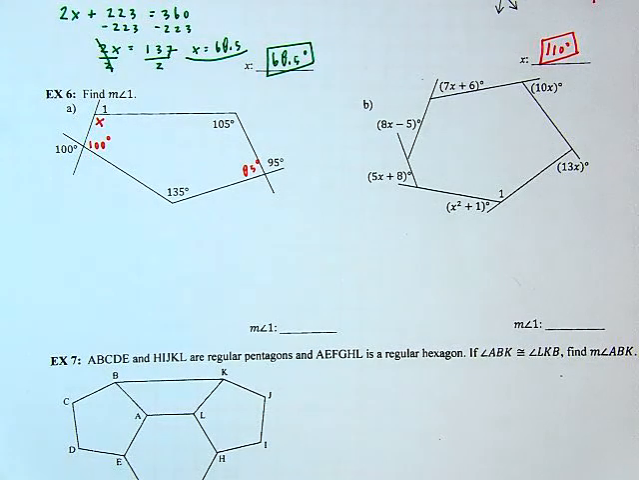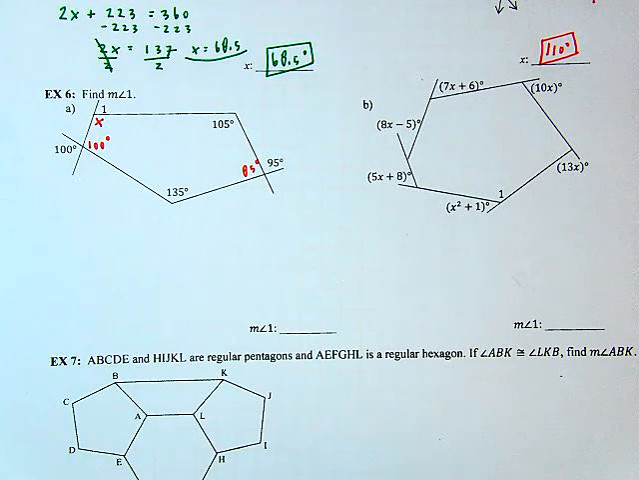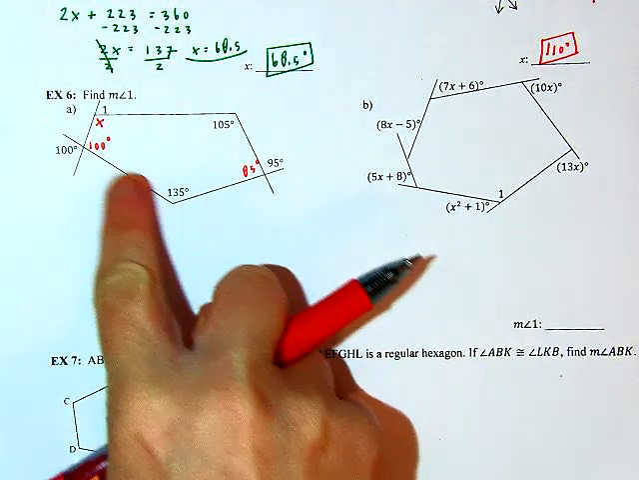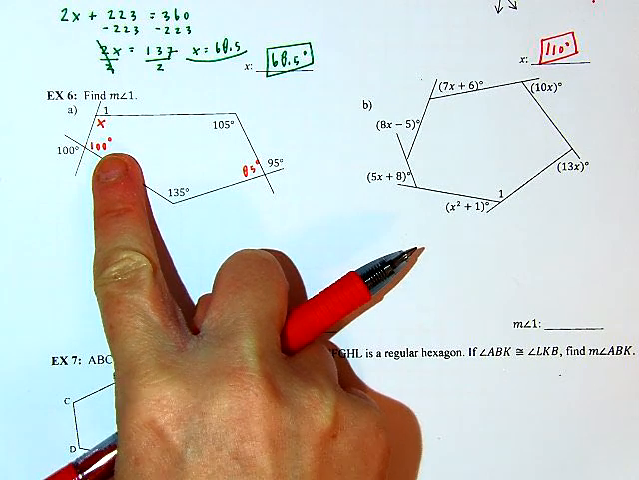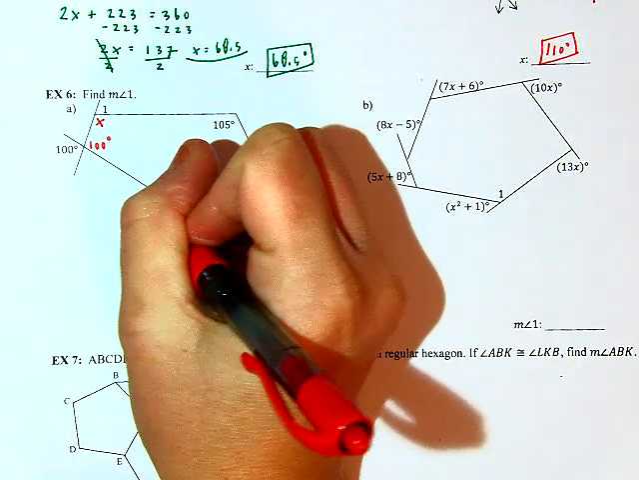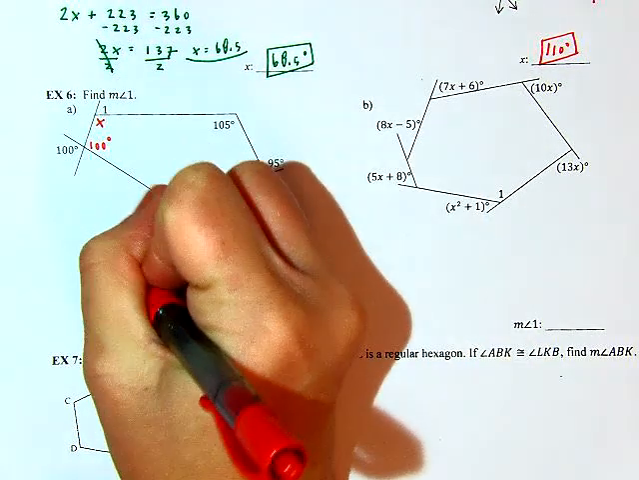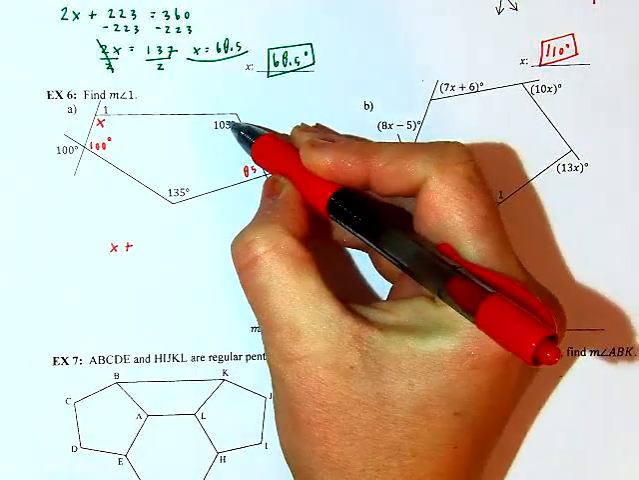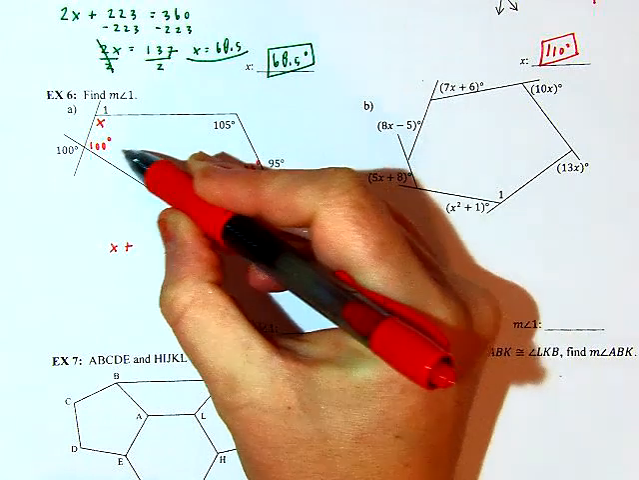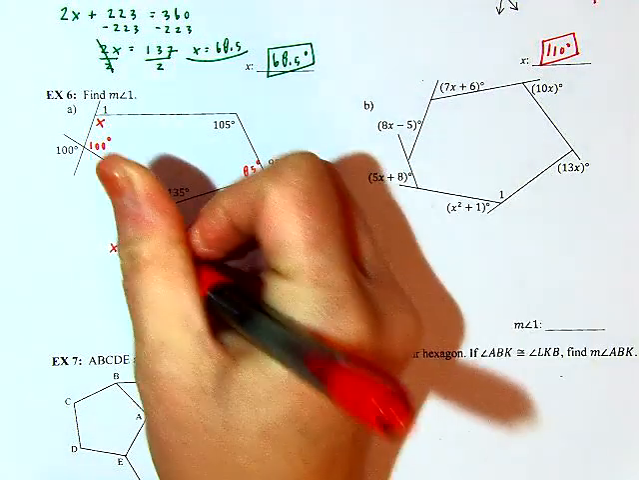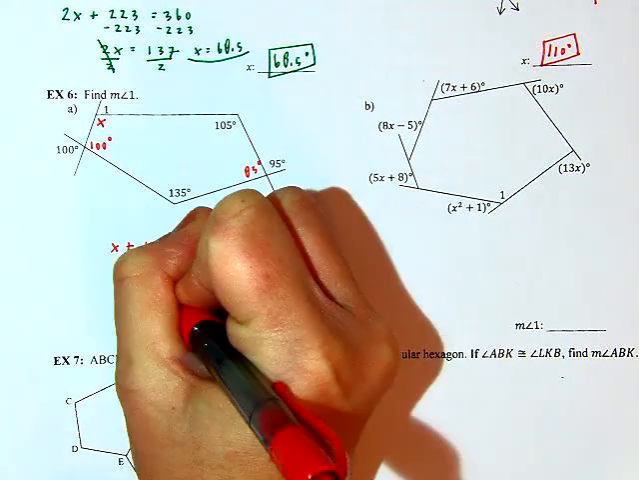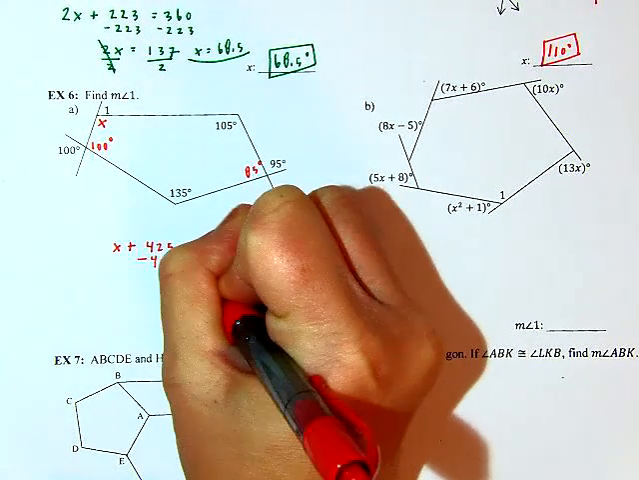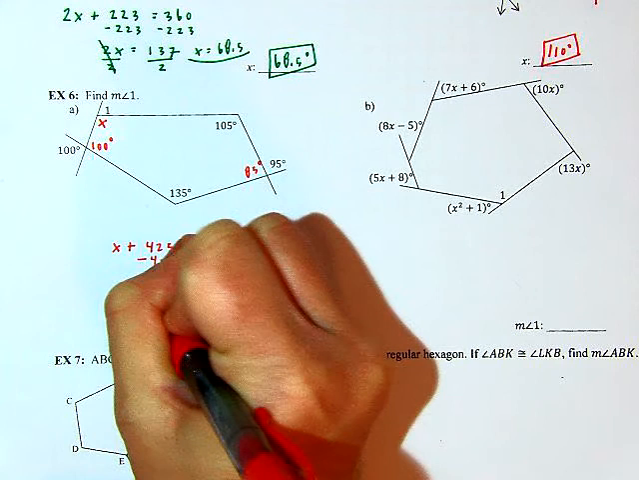So I need to solve for x, and then angle 1 would be the supplement of whatever I get for x. So here I see that this is a pentagon. So I know that 5 minus 2 times 180, 3 times 180 is 540. So the sum of those interior angles is going to be 540. So x plus 105, 85, 135, and 100 adds to 425, all equal to 540. Okay, take away 425 from both sides, and I get that x is 115.